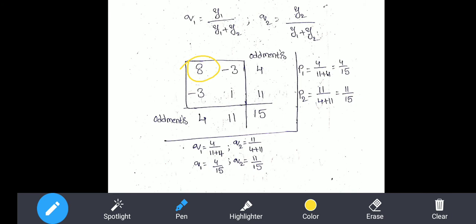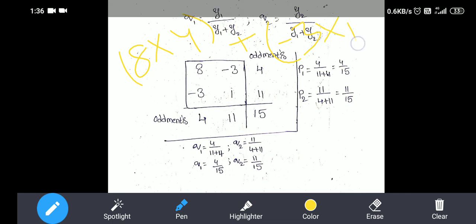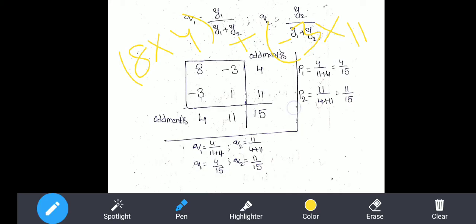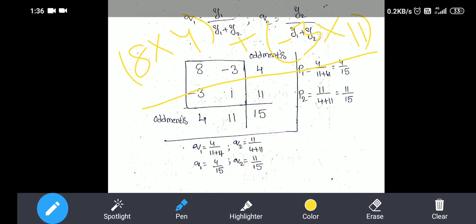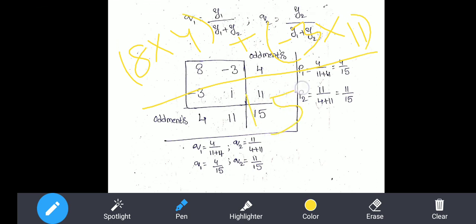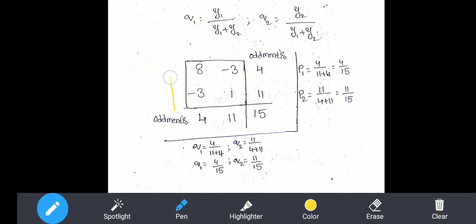A11 into x1 plus A21 into x2 divided by total value. That is, I will write it here, 8 into 4 plus minus 3 into 11 divided by total is 15. This will be the equation for finding the value of the game. I will show you in the next slide.